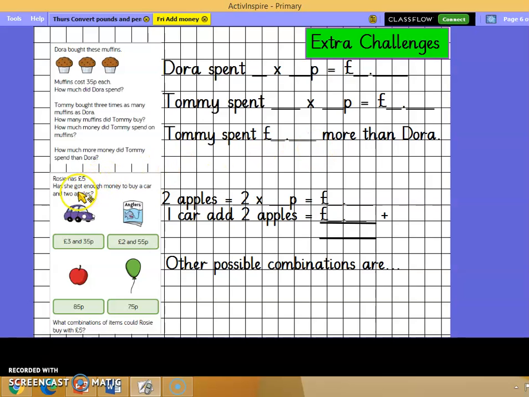Rosie has £5. Has she got enough money to buy a car and 2 apples? Here we see the price for 1 apple, but we want 2 of them. So 2 apples is 2 times 85p. Find the total. And 1 car would be £3.35. We're going to add that to the 2 apples and find the total. And then it asks what combinations of items could Rosie buy with £5? See which ones she could buy with £5.